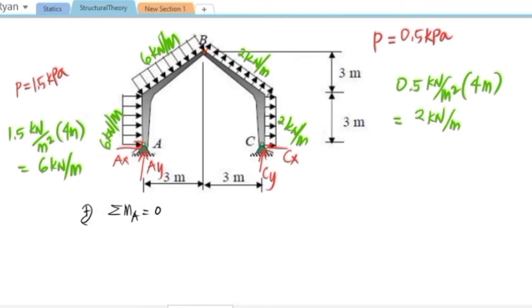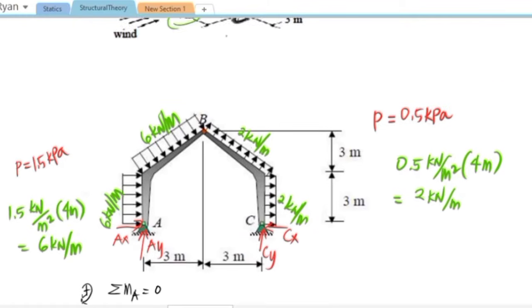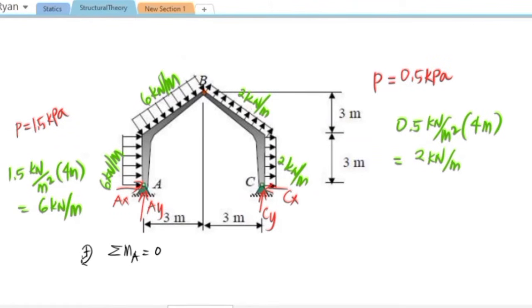Now, kung titingnan natin dito, we would have the resultant of our uniformly distributed loads. So since ito ay may height na 3 meters, so that would give us 6 times 3, so this is 18 kilonewton.